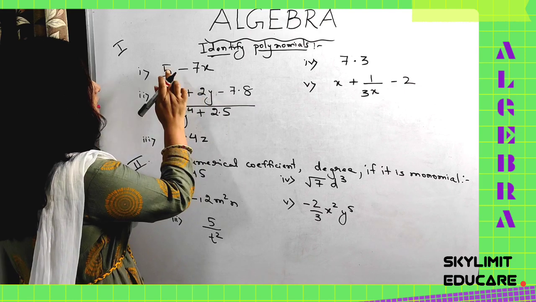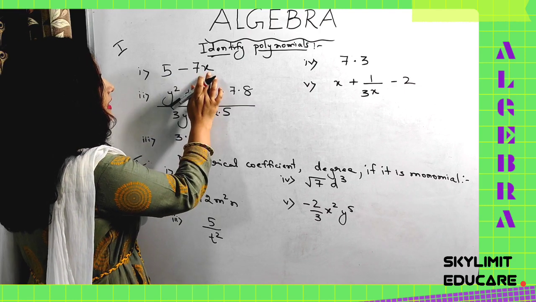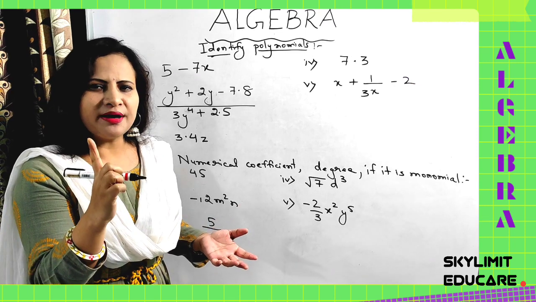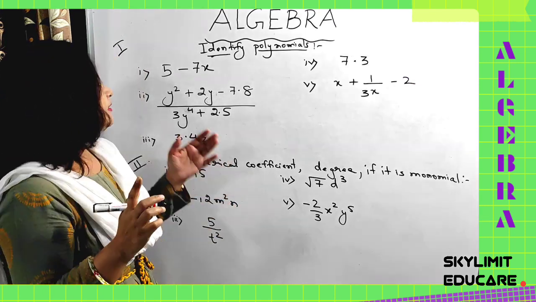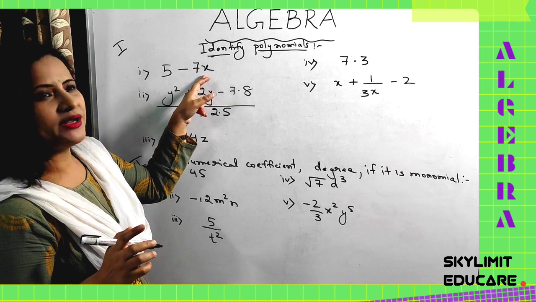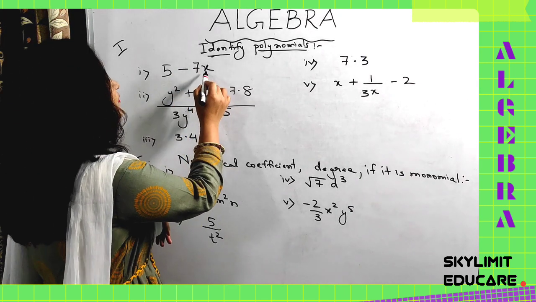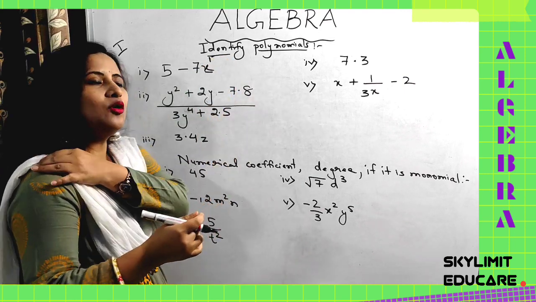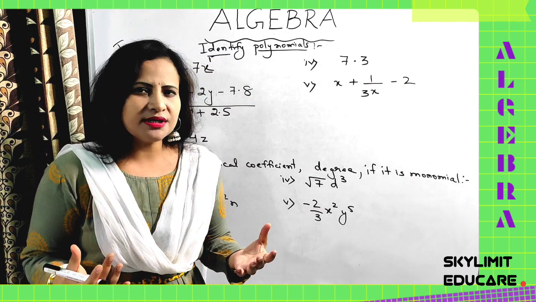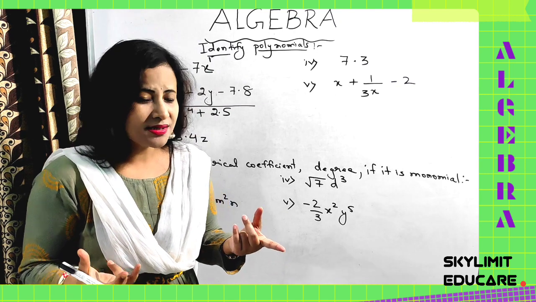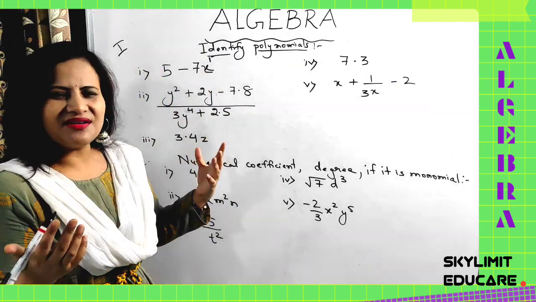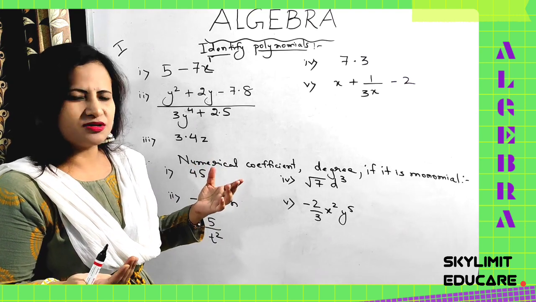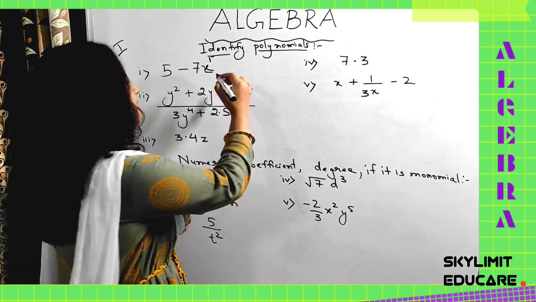See the first question. You're having 5 minus 7x. So yes, it's a polynomial, simple thing. The first thing you need to find out is that there should not be a variable in the denominator. How many variables can you see here? Only one variable, x, and x has power 1. If there is no power, automatically it is understood that the power is 1, right? So it's not having any negative power. That means it is not having any variable in the denominator. So it's a polynomial. That's correct.